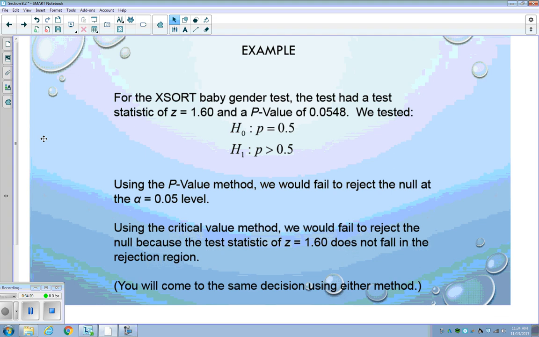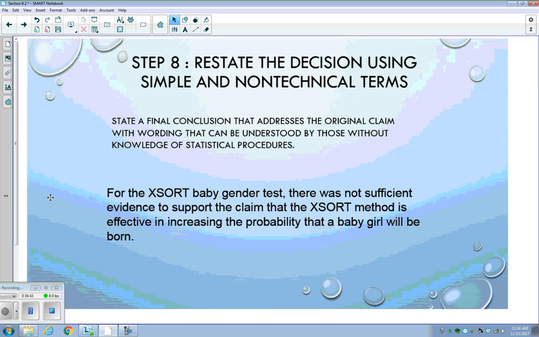So again, our p-value came out to be 0.0545, something like that. Well, I could fail to reject based upon that. And because my test statistic was 1.6 and my critical value was 1.645, again, it fell in the null region. So we have to write a final conclusion. We have failed to reject the null hypothesis. The null hypothesis was that we had 50% boys and girls. That's what we did in our test.